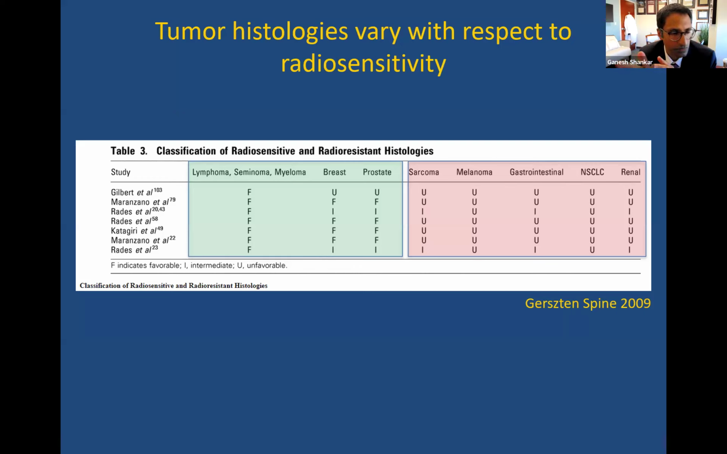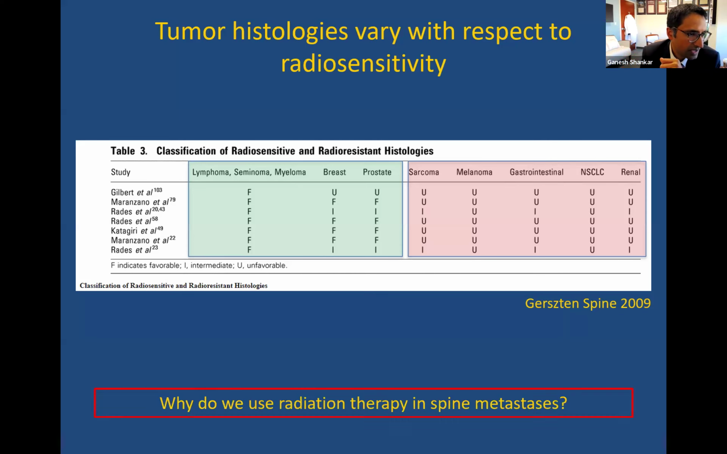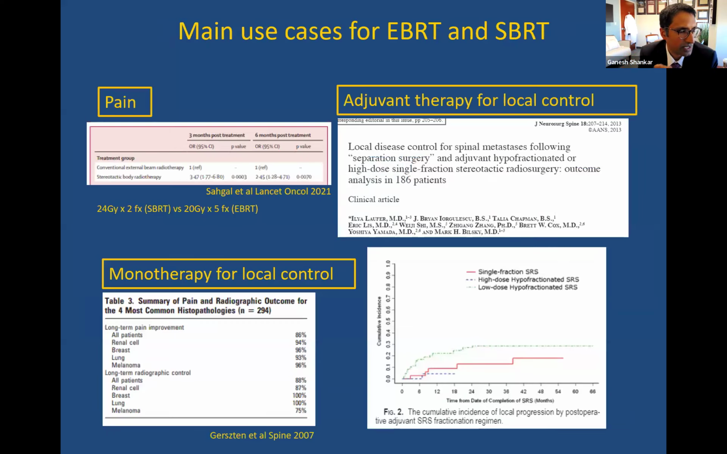And some of these more intermediate or unfavorable radio-resistant tumors may require much higher doses of radiation, which will then dovetail into a discussion of, well, do we need to decompress the cord before we can safely administer that high dose of radiation? So what are the indications for applying radiation for a patient with an oncologic process? So one might be to treat pain.